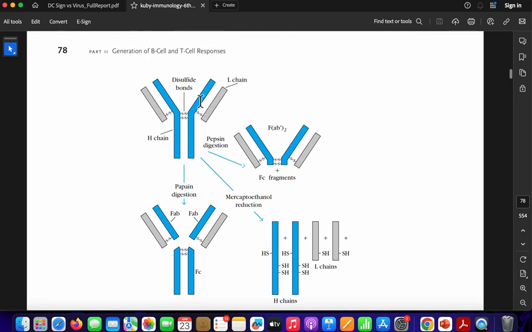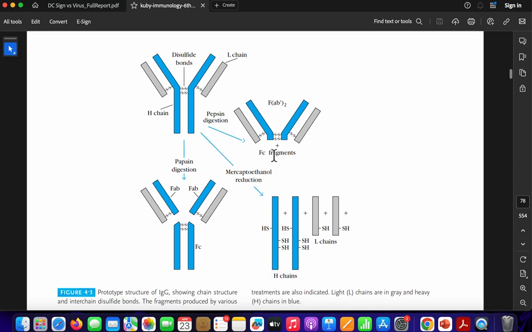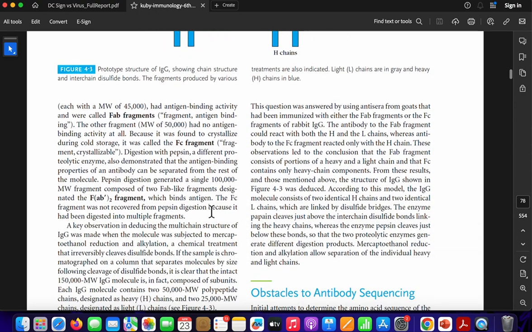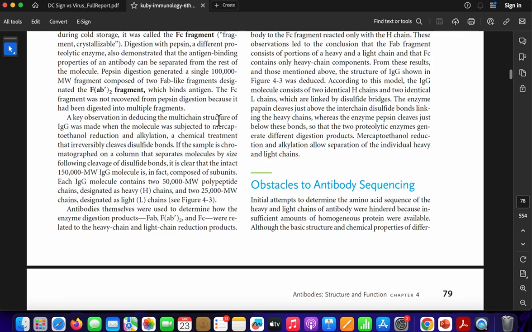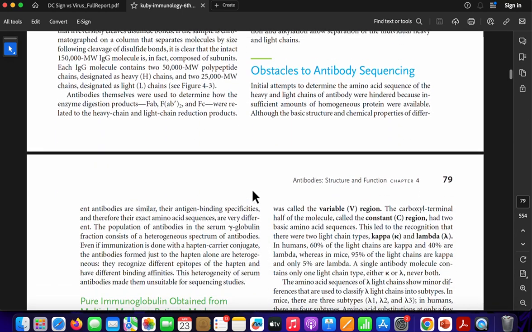So here you can see the dissociated bond between two heavy chains and between a heavy chain and a light chain, and we have talked about this. So if you have any doubt, you can let me know. We have already covered this. We'll now discuss obstacles to antibody sequencing.